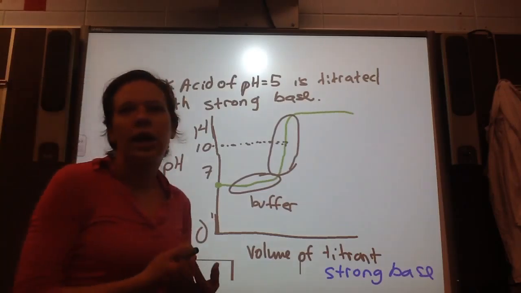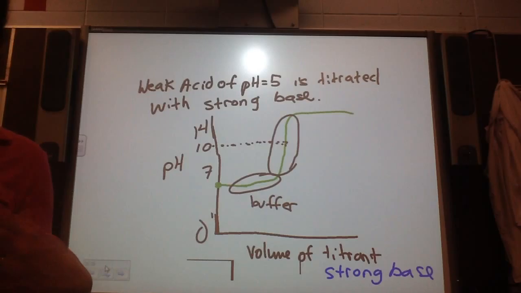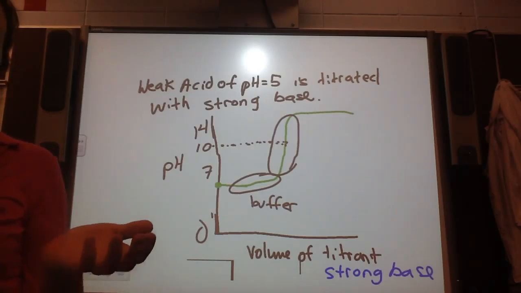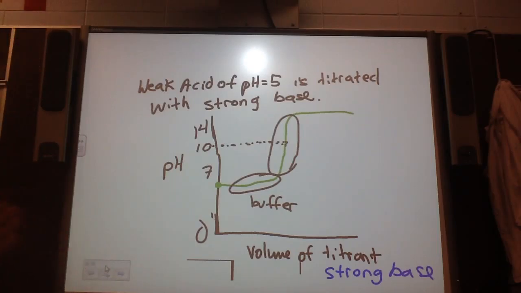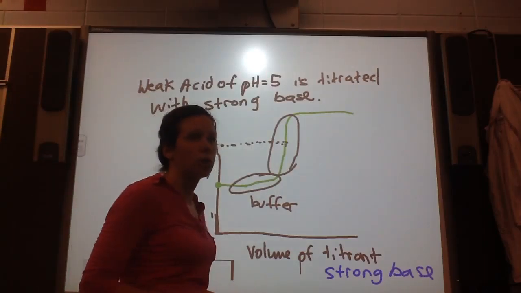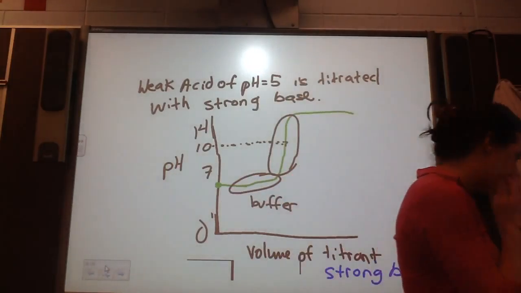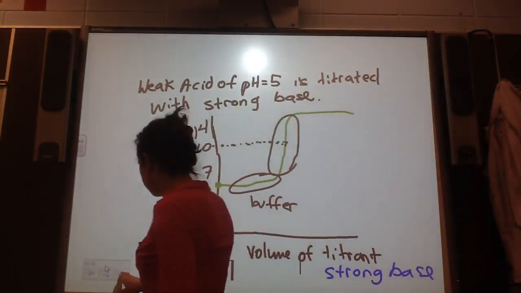So you can see how the equivalence point, or the end point, the pH, is higher, right? Than 7, as our other examples show. So just keep that in mind. You can have different types of graphs depending on what your sample is and what your titrant is. Okay, so let's continue.